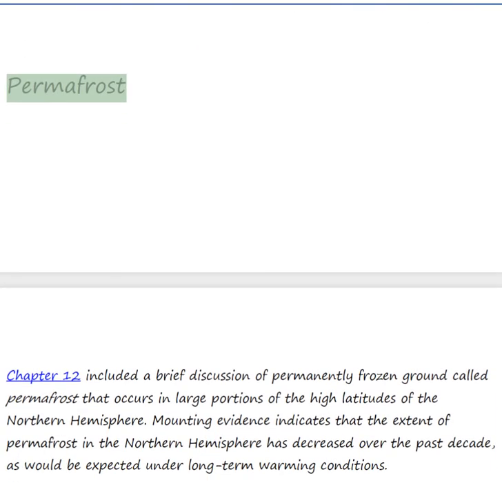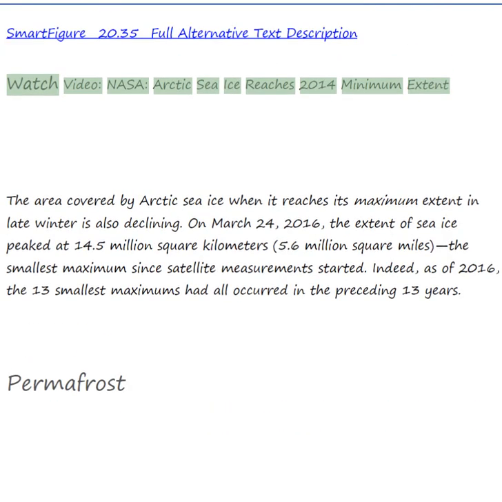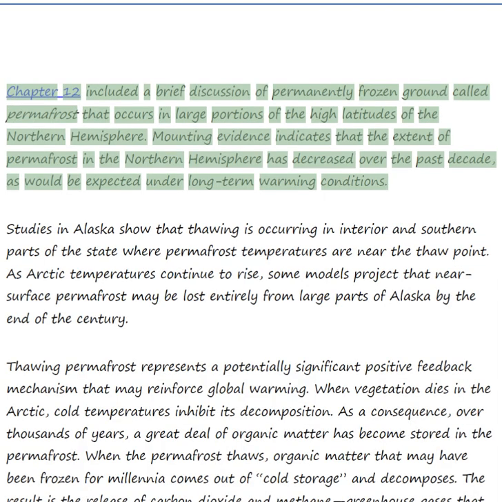Permafrost. Chapter 12 included a brief discussion of permanently frozen ground called permafrost that occurs in large portions of the high latitudes of the northern hemisphere. Mounting evidence indicates that the extent of permafrost in the northern hemisphere has decreased over the past decade, as would be expected under long-term warming conditions.